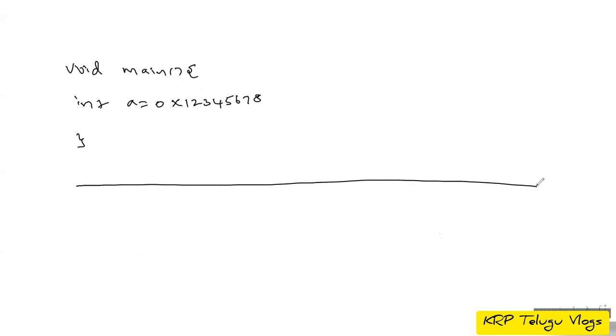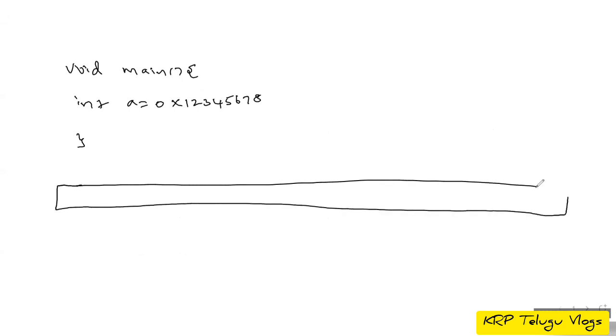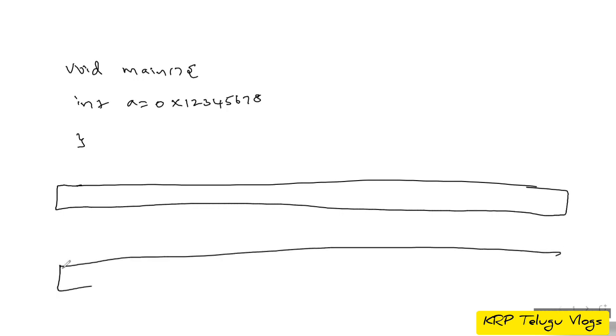So now see, void main. int a is equal to 0x12345678. So in a Little Endian machine, for example, how will the data be stored? I'll just show you how this data will be stored in a Little Endian machine and a Big Endian machine.